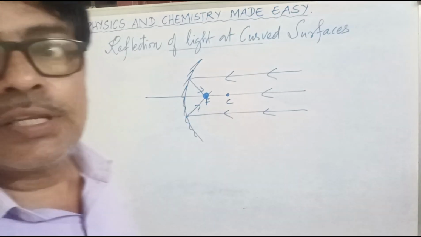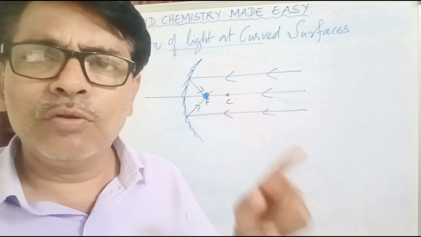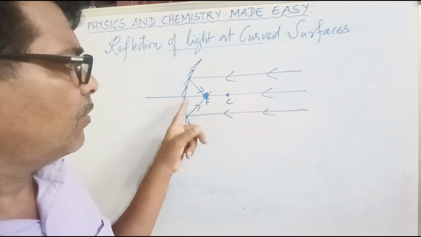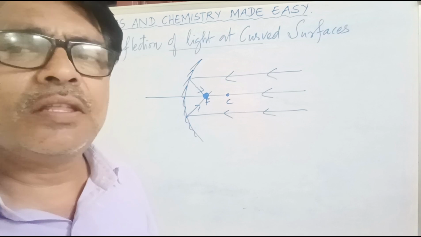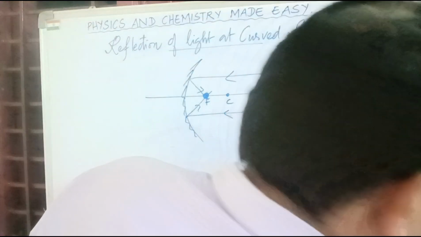Is it falling inside the mirror? No. See, once again I am telling you very clearly, if you are between F and P, this is P and this is F, if you are between these two only, your image will be seen in the mirror. In other cases, your image will not be seen in the mirror. So this is the first case.